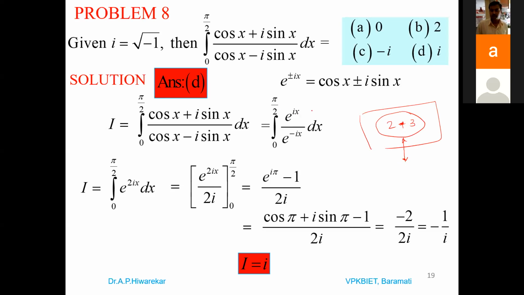So engineering maths helps, and if you are able to solve such a problem, absolutely you are able to get 2 marks, because this is a problem of 2 marks.